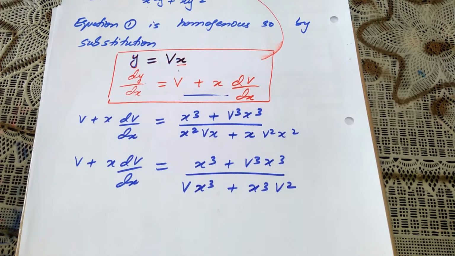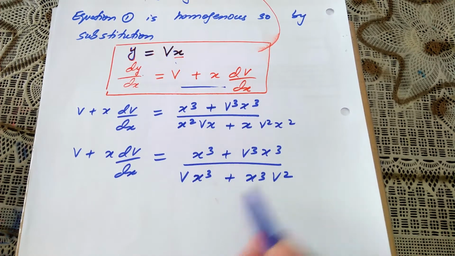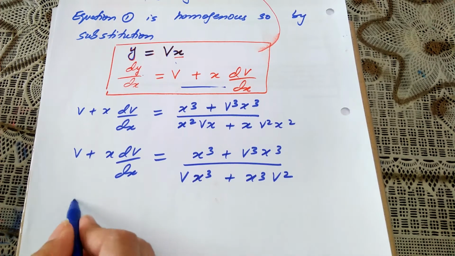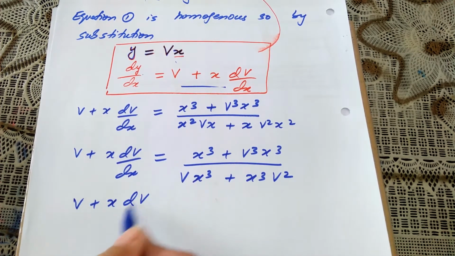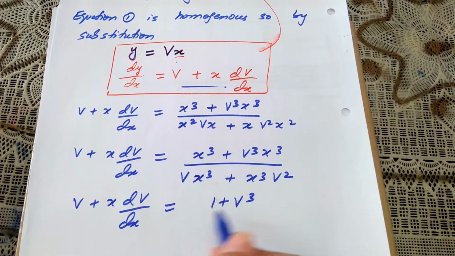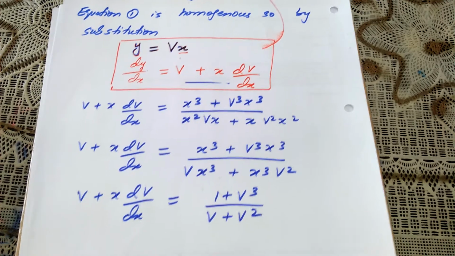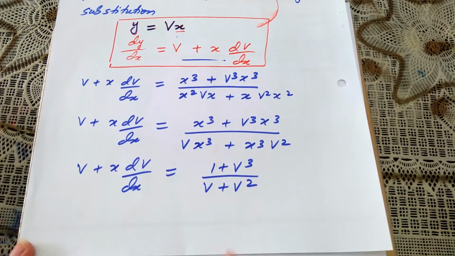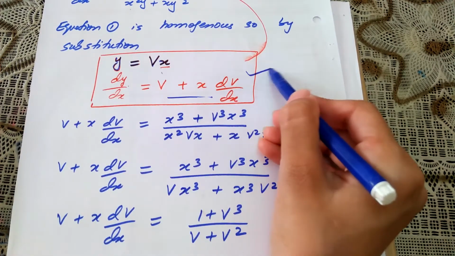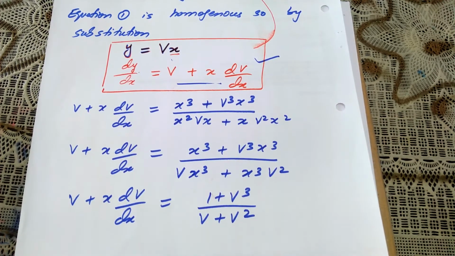Now you can see that I can take x cube common. After taking x cube common, I will cancel it with the denominator as well. So after taking x cube common and cancellation, I will get 1 plus v cube over v plus v square. Now you can separate this equation. After this substitution, your equation will necessarily be converted into a separable equation.